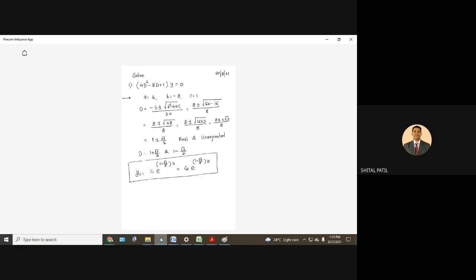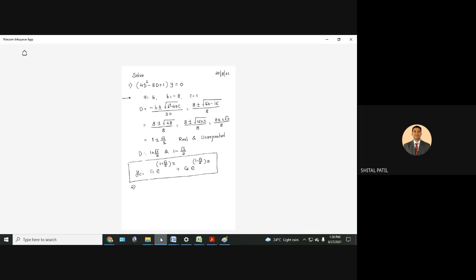Clear? If you are using calci, you should not get the answer in terms of 2.39. Okay, decimals are not allowed. The answer should be in this form only: 1 plus root 3 by 2. Those who are using calci should understand how to get the answer in this form. We should not get the answer in the form of decimals; we should get it in terms of fractions. Why fractions? Since this time our exam will be online, and in the online exam the options will be in this form.